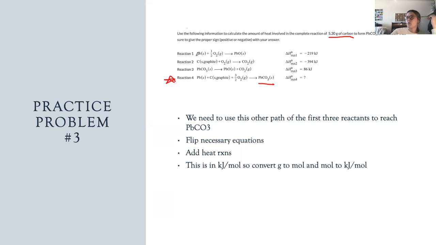So let's go through the chain of events. We've got Pb plus O2 equals PbO. Let's see what we've got in this next one. Then we take carbon plus oxygen, and that gives us CO2. Now we have PbCO3 reacts to form PbO plus CO2. But we have this product that we're looking for. We need reaction 3 to end in a product of this. So what we need to do is flip reaction 3 to get PbCO3 on the product side.